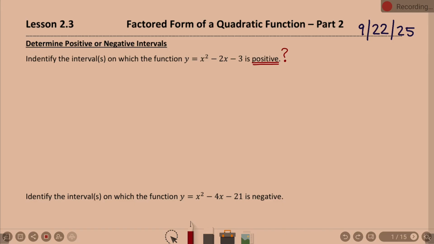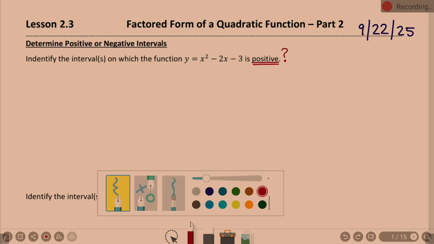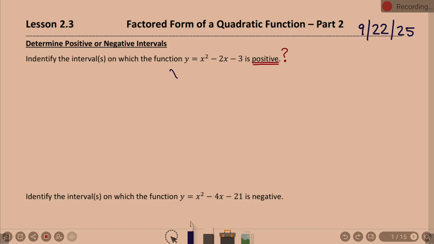So the first thing I want to know before I figure out where it's positive and where it's negative is where does my graph cross the x-axis? Or in other words, where does it equal 0? That's what we're going to start off with, figuring out where your graph equals 0. So I'm going to take the given equation, x squared minus 2x minus 3, and set it equal to 0, because I want to know when it equals 0.